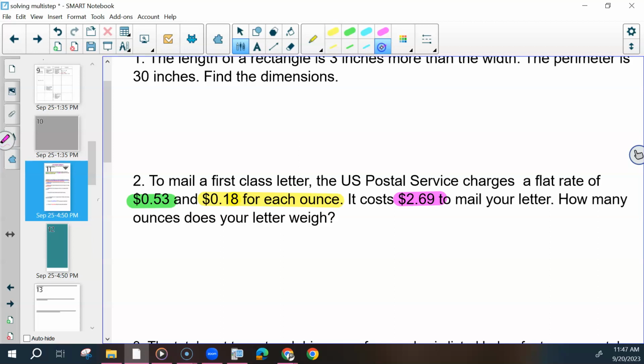The question is always important. What is 53 talking about? Point 53 is talking about the flat rate.